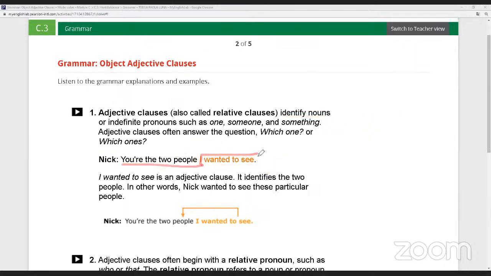So in other words, the adjective clauses are going to help us to identify nouns, or maybe indefinite pronouns such as one, someone, and something. And it's gonna help us to provide more information about the noun, okay? About the object. So this is the object and this is the adjective clause. So that will be everything about point number 1. Is there any question?